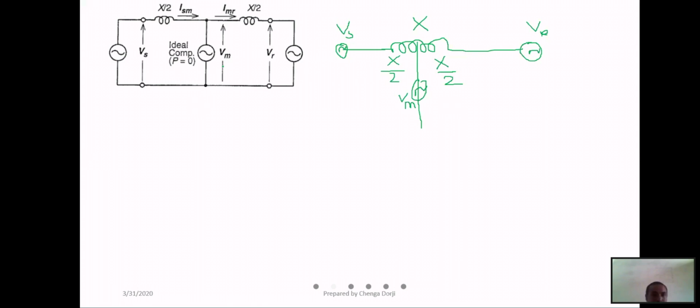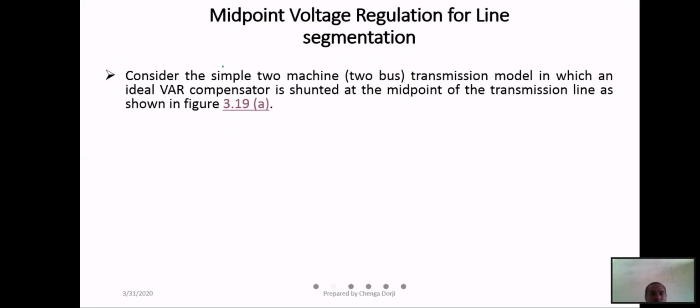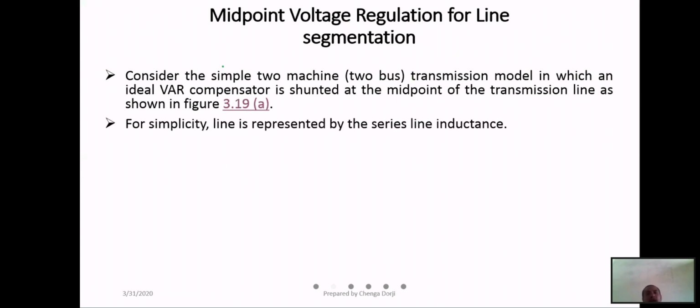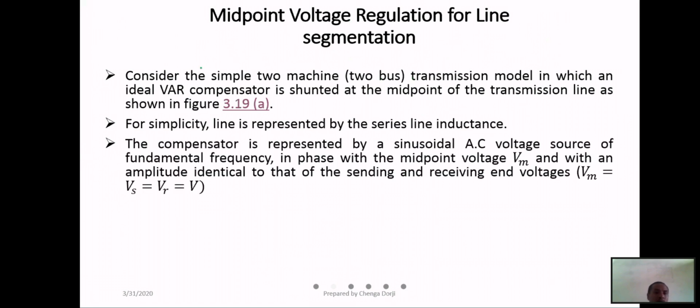Hello. Yes, sir. Okay, so this is what we have. This is the midpoint. Now for simplicity, the line is represented by series line inductance only, no resistance, so we have neglected that resistance as of now. The compensator is represented by a sinusoidal AC voltage source, as we have seen. For the analysis, we are assuming that the midpoint voltage is equal to the sending end voltage, is equal to the receiving end voltage, is equal to V.